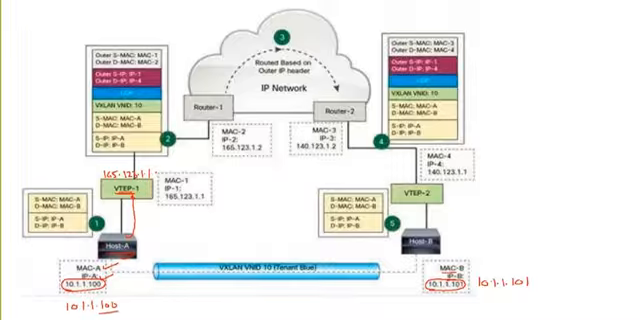165.123.1.1. What is VTEP again, sir? VTEP is the virtual tunnel endpoint. The leaf switches are called VTEPs. And this VTEP has the IP address 140.123.1.1. Because you are running OSPF or EIGRP between leaf and spine, these two IPs will be able to reach each other.